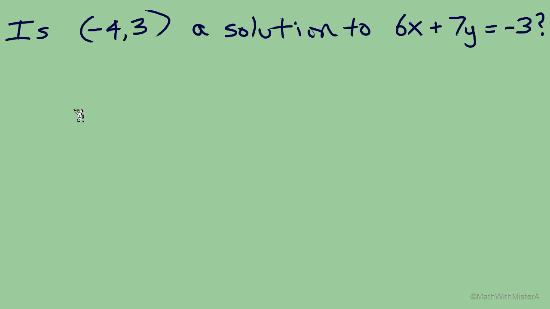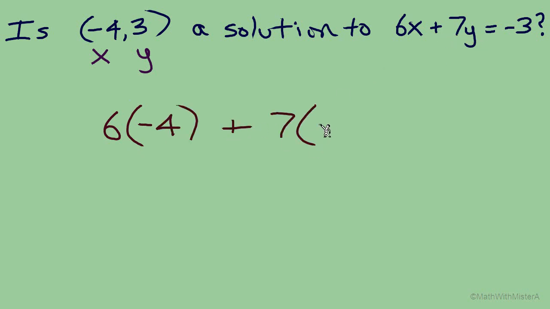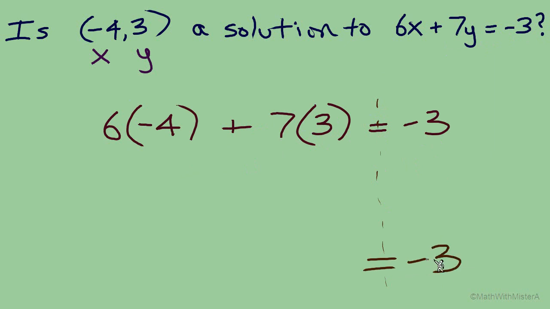Is this ordered pair, (-4, 3), a solution to 6x + 7y = -3? The ordered pair tells us x equals -4 and y equals 3, so let's substitute those numbers into the equation. 6 times x is now 6 times -4, plus 7y, 7 times y is 7 times 3. Does that equal -3? Now we're keeping the two sides of the equation separated and simplifying the two sides one at a time. And the right side is already completely simplified, -3.